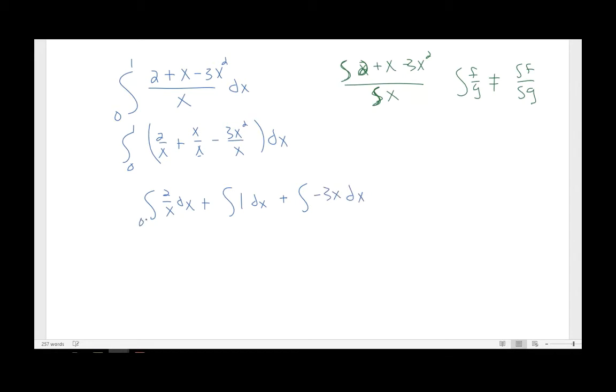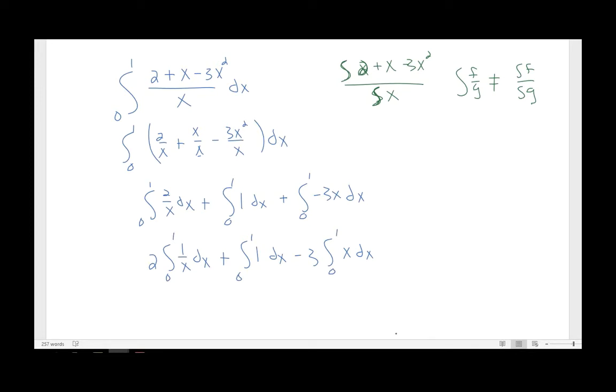And technically all of these integrals are from 0 to 1 here. So then I pull the 2 out and I get 1 over x dx. I'm just integrating a constant. And then I like to pull all the constants out whenever I can. Right? So I'm going to pull the 3 out and I'm just integrating x dx. Again, technically all of these integrals are from 0 to 1.